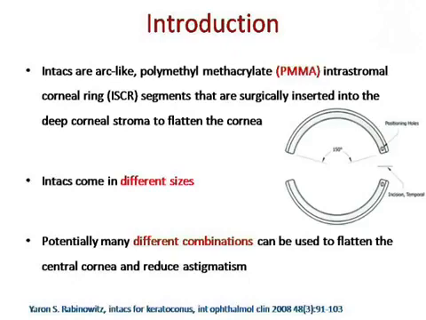INTACS are arc-like polymethyl methacrylate intrastromal corneal ring segments that are surgically inserted into the deep corneal stroma to flatten the cornea. INTACS come in different sizes, and we can make different combinations that can be used to flatten the central cornea and reduce the astigmatism.